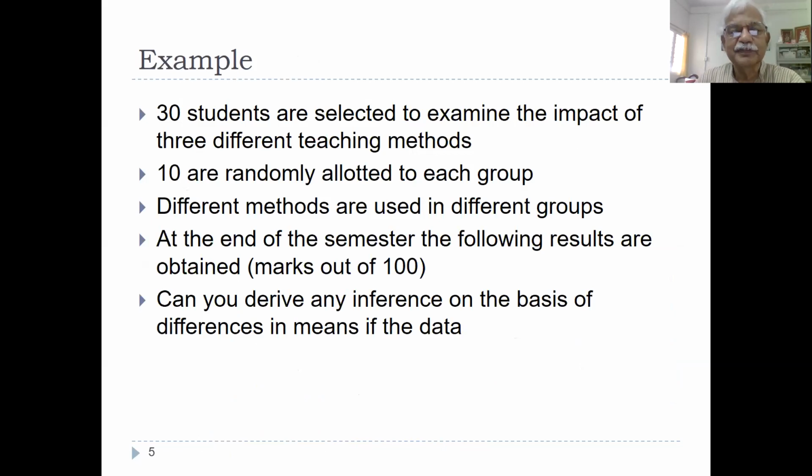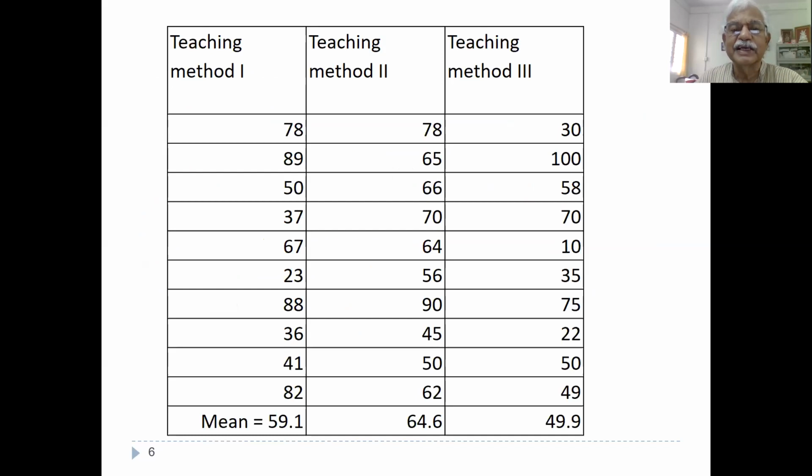For example, when you apply ANOVA, 30 students are selected to examine the impact of 3 different teaching methods, and 10 are randomly allotted to each group. Different methods are used in different groups, different teaching methods, I mean. At the end of the semester, the following results are obtained, and these are marks out of 100. Can you derive any inference on the basis of differences in means of the data?